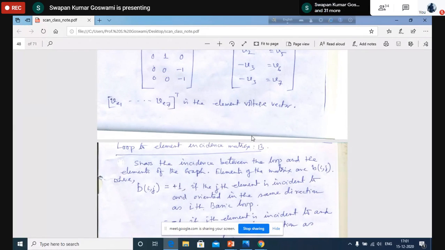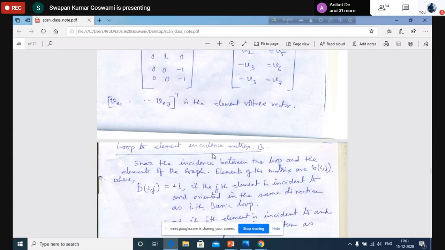Next, consider how to represent network loops, because in network solution we generally use different analysis techniques. One is the nodal analysis technique, the other is the loop analysis technique. So nodal analysis we have discussed using matrices. Now let us see how loop analysis can be done.